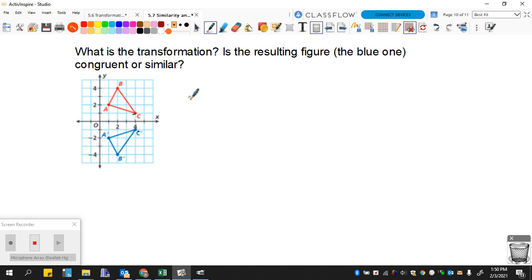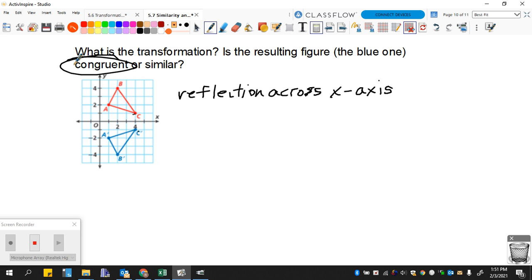So this is a reflection across the x-axis. Okay, and it's congruent. It stays congruent because it's the same size.